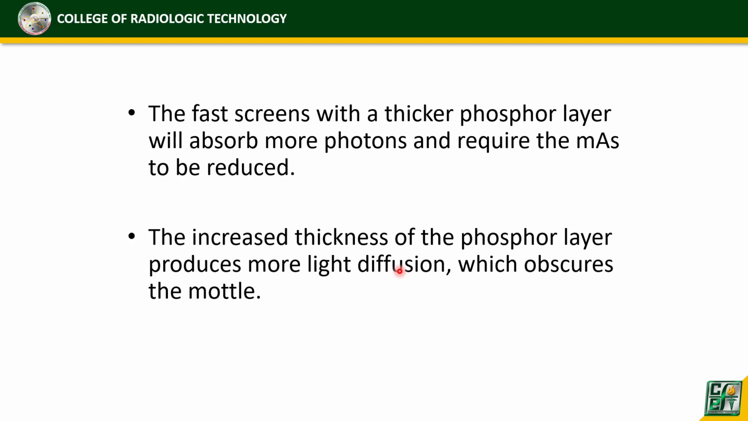Okay. So first, screens with a thicker phosphor layer will absorb more photons and require the mAs to be reduced. Okay. The increased thickness of the phosphor layer produces more light diffusion, which obscures the mottle. So yun yung solution in order to minimize the mottle problem. Kaya ang ginawang solution ay to increase the thickness of the phosphor layer. Okay?